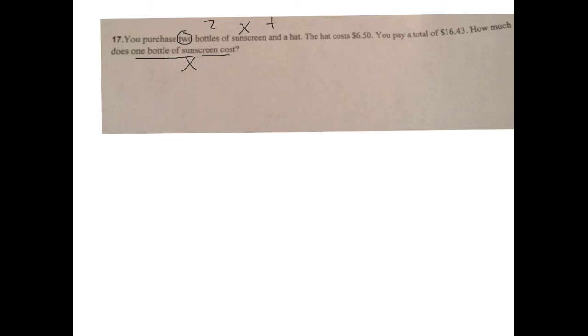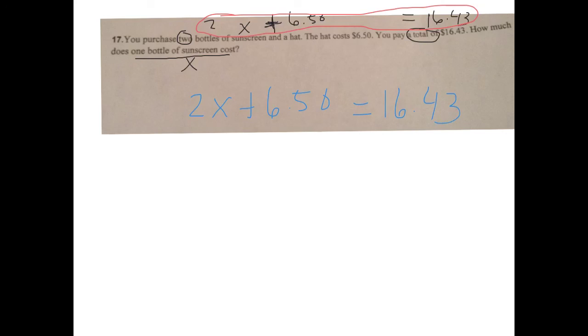And means we're going to buy something else, so we're going to buy a hat. But a hat we know is $6.50. And our total is our equals $16.43. So if you look up here across the top, I've written my equation up there. It is 2 sunscreens plus a $6.50 hat equals $16.43. Draw your line down, box your 2x, left side, right side.